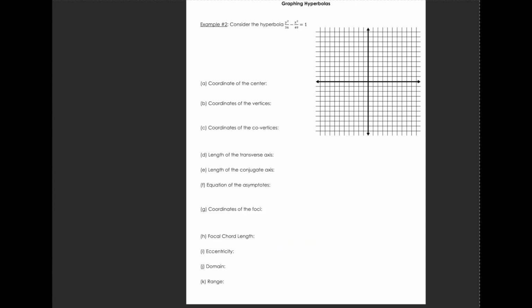Number 2, consider the hyperbola y squared over 36 minus x squared over 49 is equal to 1. So we're going to identify all of these key features, and then we're going to figure out which of those key features are going to be most helpful in graphing this hyperbola. Since this is leading with a y squared, I know that this hyperbola is going to be a y type, which means that it's going to open up and down. I know that since there's not anything being subtracted or added in the numerators, my center is just 0, 0.